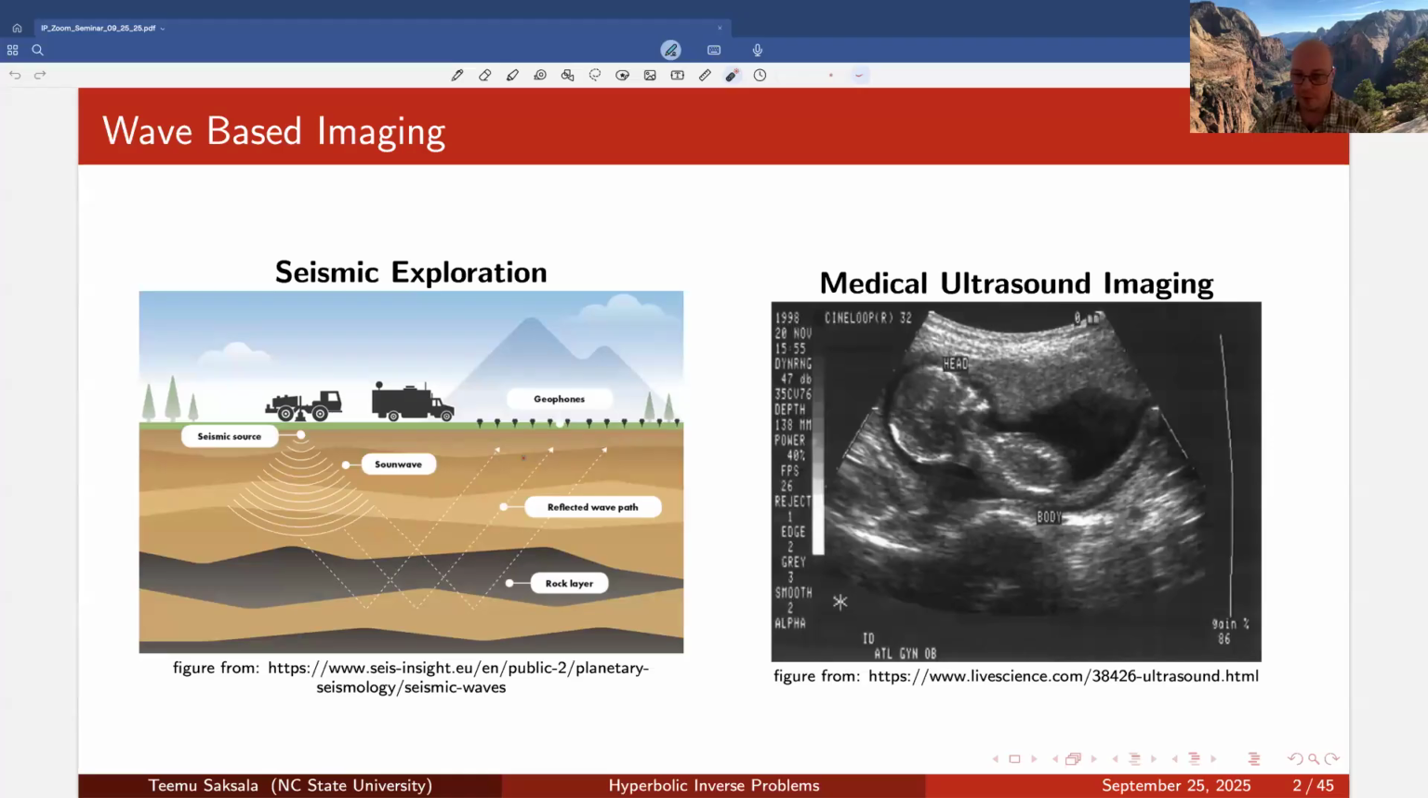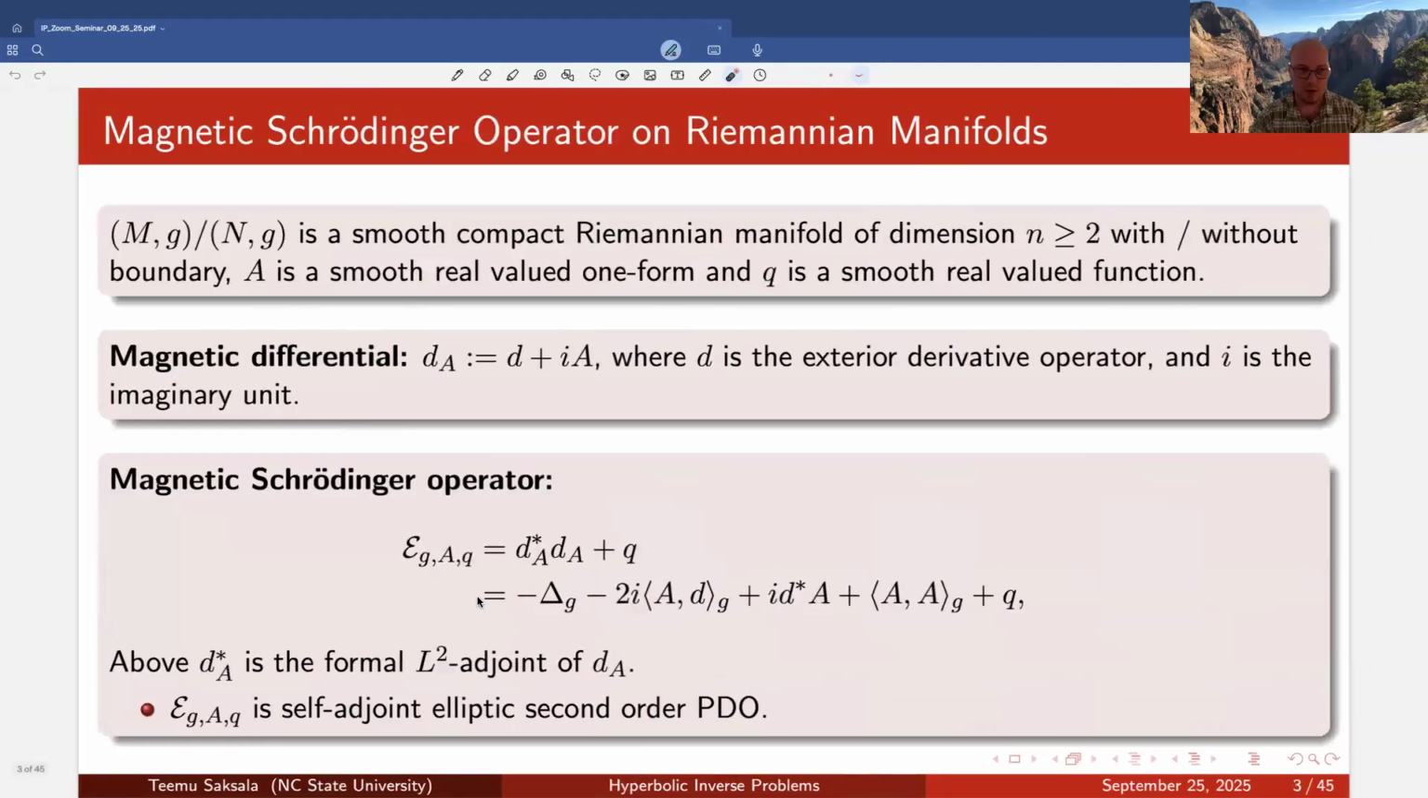The idea here is that the waves propagate along the routes which take the least amount of time. And of course, what that route is depends on the underlying geometry of the subsurface. That's why we are going to model everything in this talk on Riemannian geometry rather than Euclidean, because that nicely captures the propagation of waves. So today we are going to study hyperbolic inverse problems, which are built on top of an elliptic operator, which we call the magnetic Schrödinger operator.